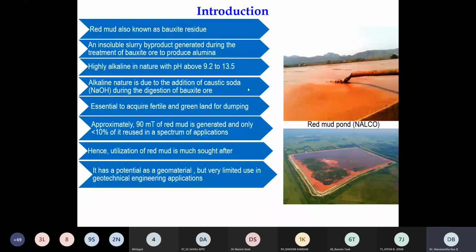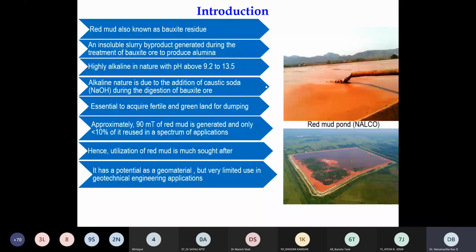First of all, red mud and bauxite residue are both the same, and this is a waste, solid material. It is insoluble. Earlier, this used to be disposed of in slurry form, but nowadays it is converted into a thickened slurry or in the form of a cake. But the most troublesome thing with this bauxite residue is that it is an extremely alkaline material, characterized by a pH above 9.2 and hovering between 9 and 13.5. But most of the time, in any bauxite residue, the pH always lies above a minimum of 10.5.